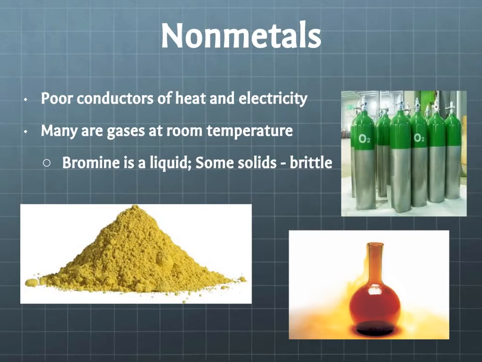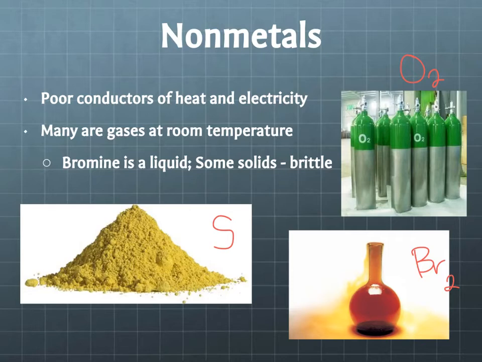Nonmetals are, again, all over the place in terms of properties. They're even more so than the metals. They are all poor conductors of heat and electricity. In this picture, we have an example with sulfur. We have bromine, Br2. We have oxygen, or O2. Oxygen is a gas at room temperature. Bromine's a liquid. Sulfur's a solid. They're all over the place.